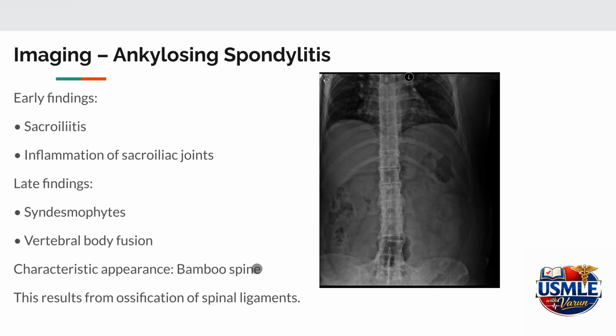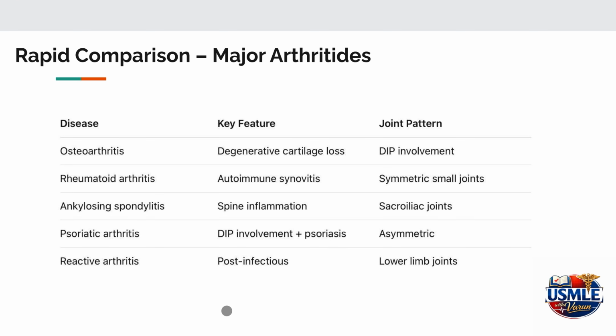Imaging is also important in diagnosing ankylosing spondylitis. Early in the disease, imaging may show sacroiliitis, which is inflammation of the sacroiliac joints. Later in the disease, patients develop syndesmophytes, which are bony bridges that form between the adjacent vertebrae. Eventually, these bridges cause fusion of the vertebral bodies, producing the characteristic appearance known as bamboo spine. This occurs because of ossification of spinal ligaments and chronic inflammation.